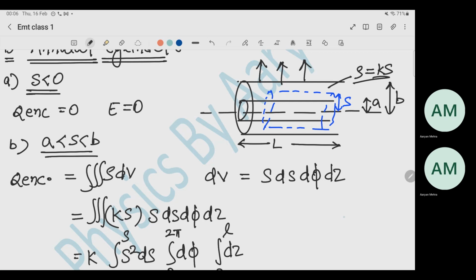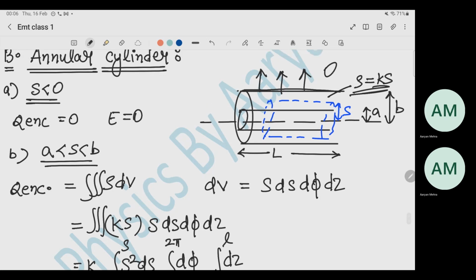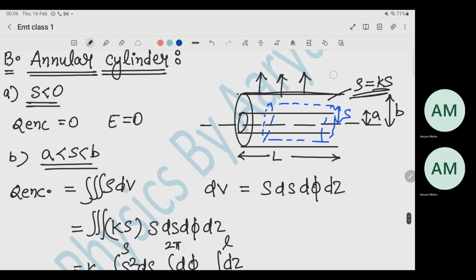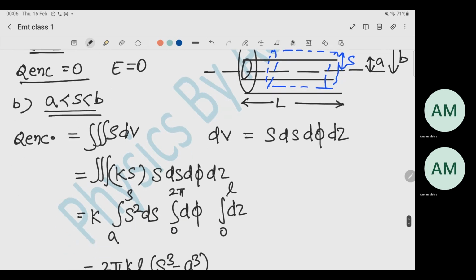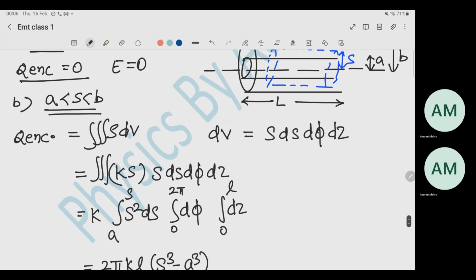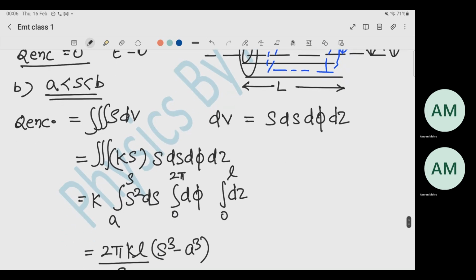Okay, so the charge density is Ks. Again, as we move away from the axis, the charge density is increasing, right? And it will only increase till B, and then it will become 0 again. It is not outside the cylinder. Okay, so what will be the electric field inside the inner cylinder? It will be 0 because again the charge enclosed is 0. Now again similar mathematics, what will be the electric field between A and B? So first let's find the charge enclosed.